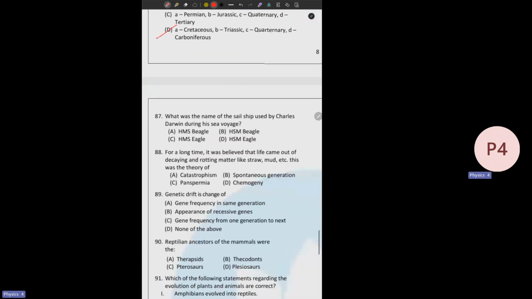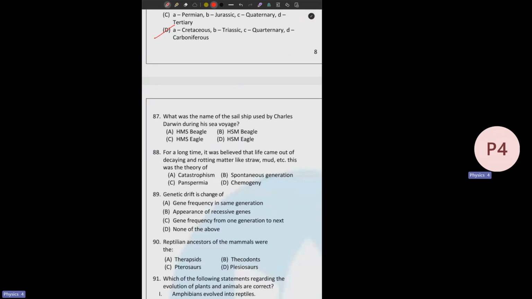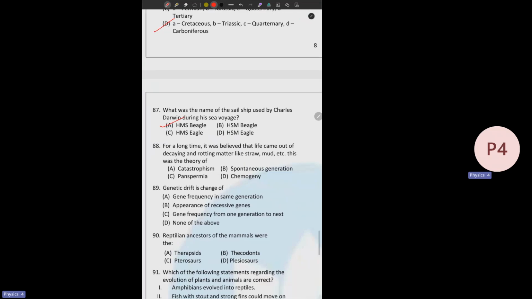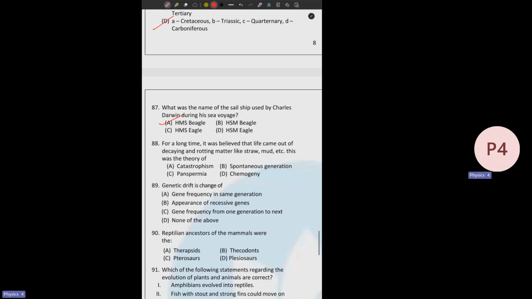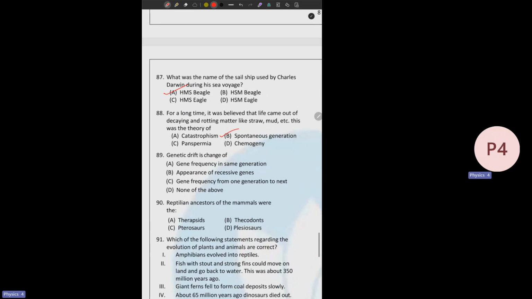Next, what was the name of the sail ship used by Charles Darwin during his sea voyage? It was HMS Beagle. For a long time, it was believed that life came out of decaying and rotting matter like straw, mud, etc. This was the theory of spontaneous generation. Genetic drift is change of gene frequency from one generation to another. Reptilian ancestors of the mammals were the therapsids.